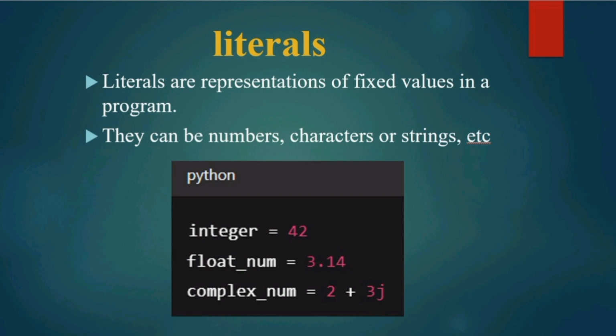Literals are the actual fixed values in your code. So when you write the number 10 or the string hello, you are using literals. So these are the raw data, the stuff that gets stored in the variables. You can think of them like the ingredients in a recipe. The actual numbers, words, values you are working with. You can see the examples on the screen. Here integer equals 42, float number equals 3.14, complex number equals 2 plus 3j. Here 42, 3.14, 2 plus 3j are the literals.